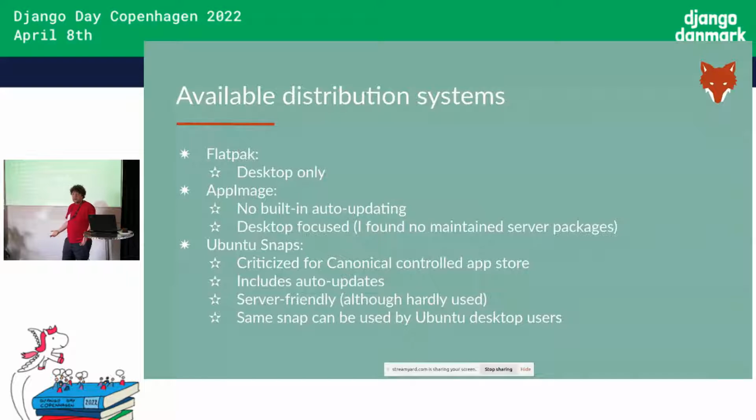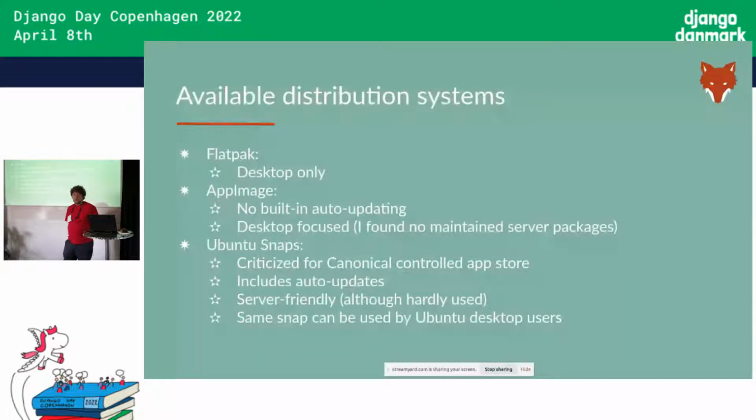So we looked at what's out there, and this was at least what we found at the time. There was Flatpak, which is a relatively new and quite popular system for distributing packages. The problem with it is it's desktop only, so ours being a server-based app, this didn't really work. Then there was AppImage. This is desktop focused. I believe it's theoretically possible to run server-based things, but it's not really made for it. And there's no built-in auto updating.